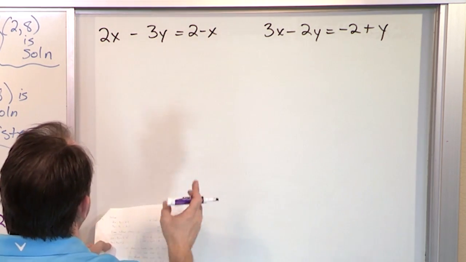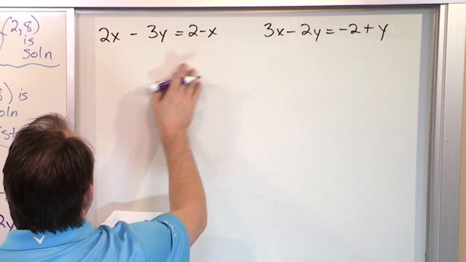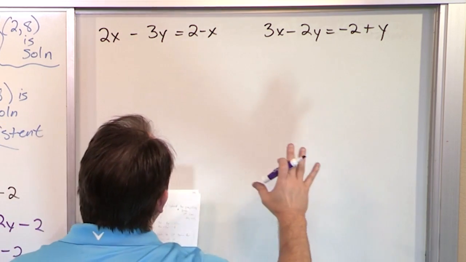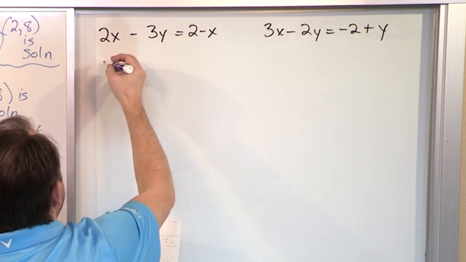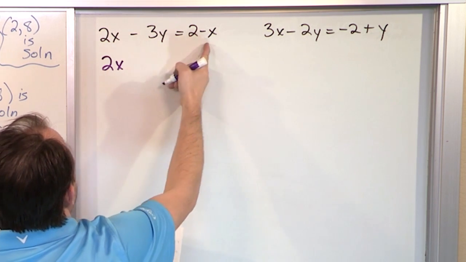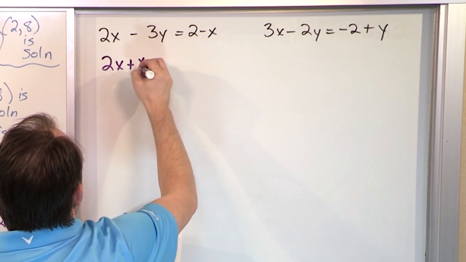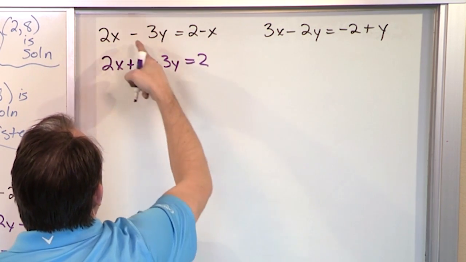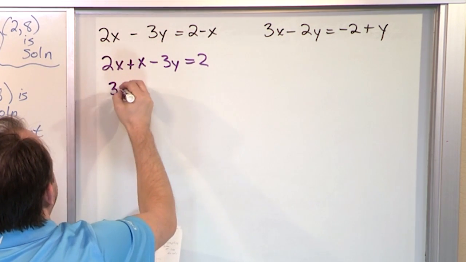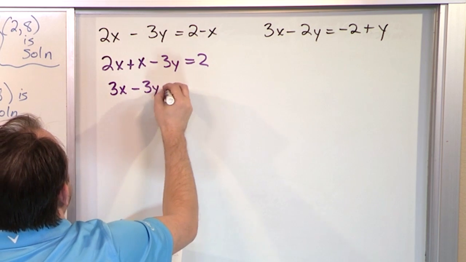So let's put it in standard form. Let's get the x's and y's on one side. We can do it many different ways, but let's do it this way. Let's move the x over here. So what we're going to have is 2x, we're going to add x, so it'll be plus x minus 3y equals 2. I just added x and I added x, so this becomes 3x minus 3y equals 2.